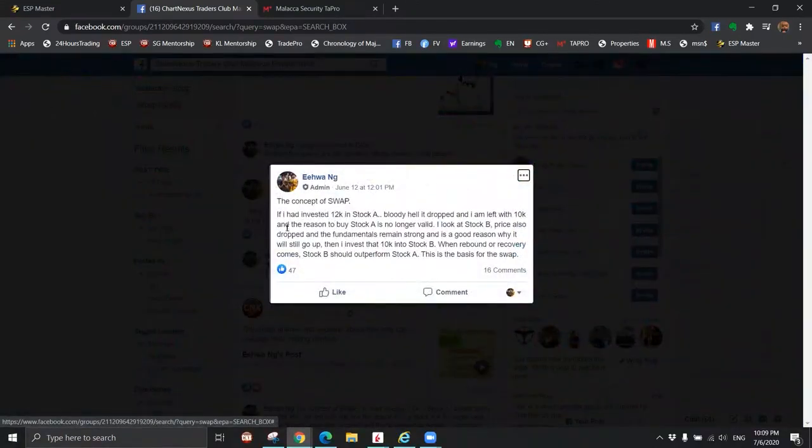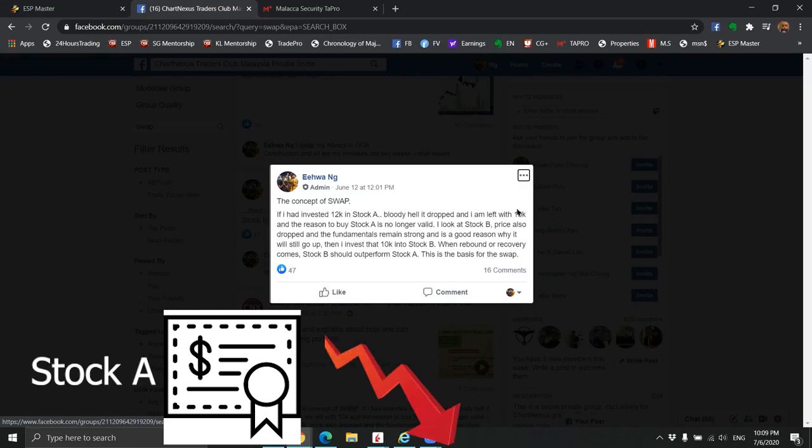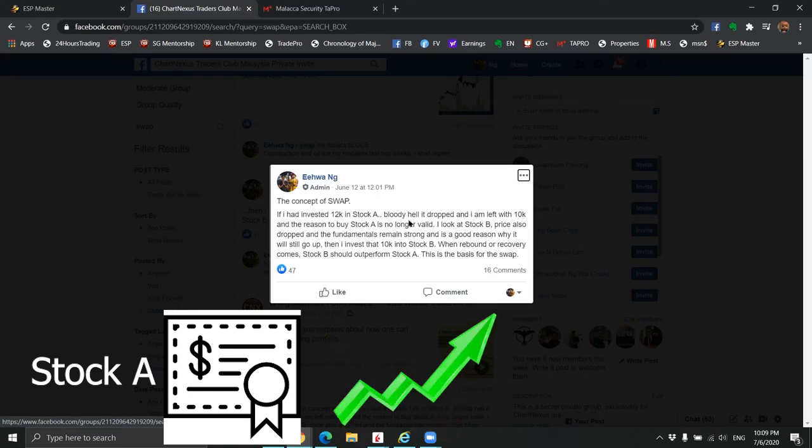The concept of swap. If I had invested 12k in stock A, bloody hell, it dropped and I'm left with 10k, so I lost 2k. The reason to buy stock A is no longer valid, because when you buy stock A, you expect the share price to go up. But if it doesn't go up, it starts to come down, it means that my analysis is wrong. I have got no more reason to own stock A. Therefore, I want to do a swap.